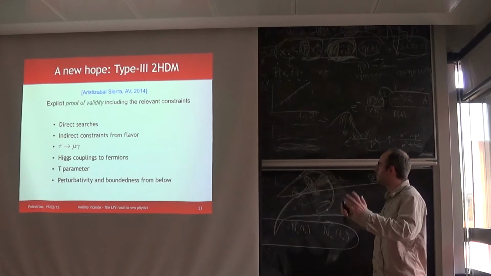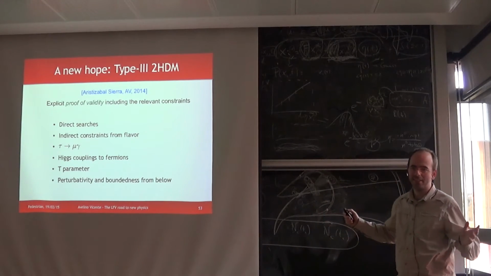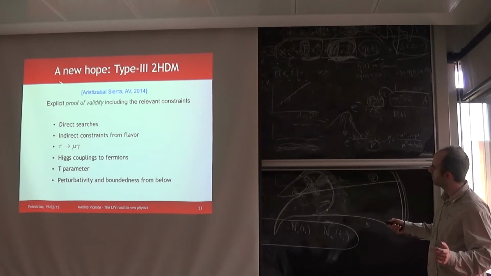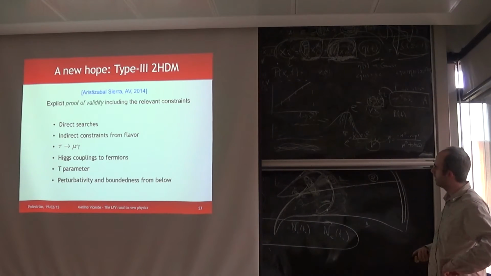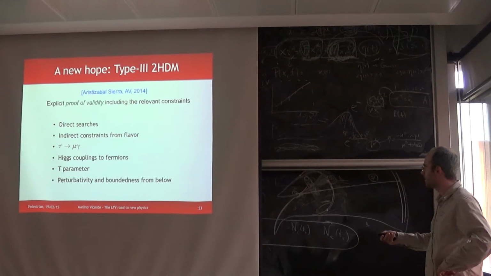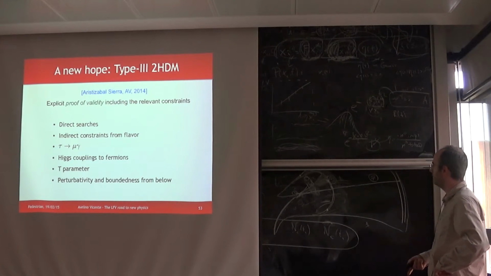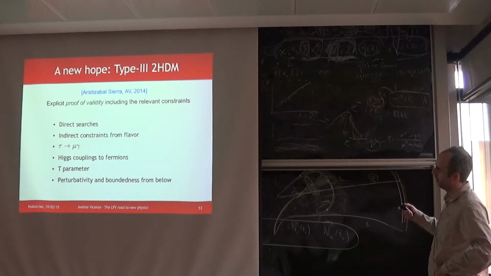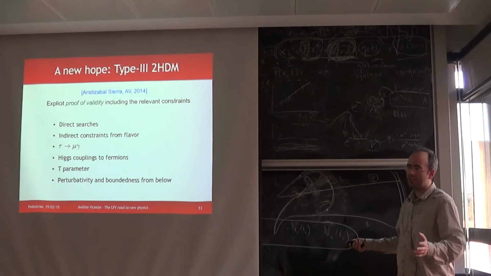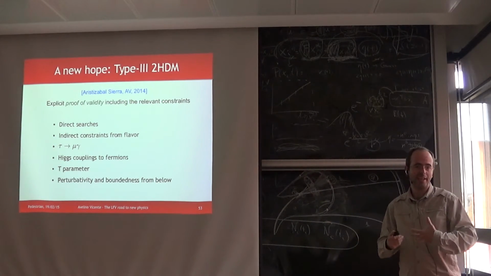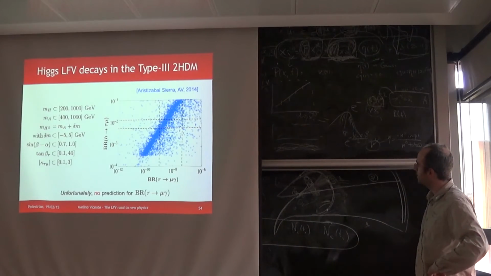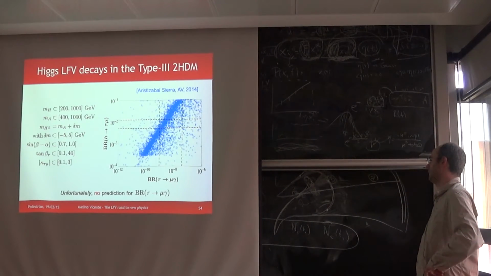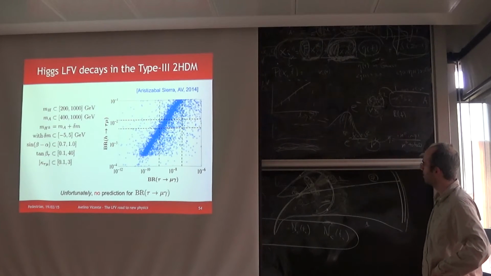So since I wasn't sure, I wanted to see it by myself. So together with a nice collaborator, we basically worked it out, and we included direct searches, constraints coming from flavor, tau to mu gamma, the measurements of the Higgs couplings, because today there are so many constraints that it's really hard to find a new signal. There are always constraints killing you. And we found that in principle it is possible. So yes, we conclude that yes, it is possible.